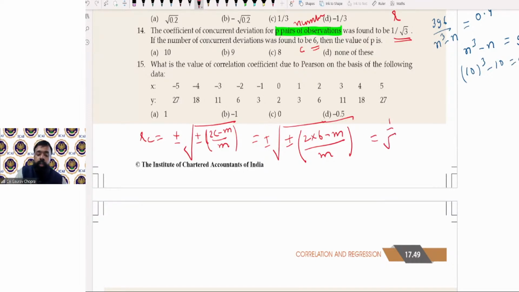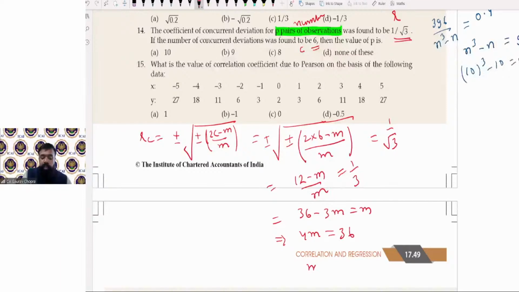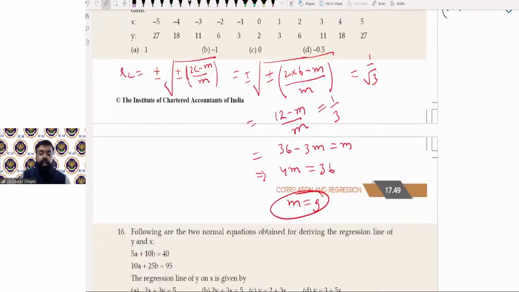1 by root 3. Now, there is a root on both sides. To remove the root, what will we do? Squaring both sides. So (12 minus m) upon m is equal to 1 by 3. Now perform the cross multiplication. 36 minus 3m equal to m. 4m equal to 36. m is equal to 9. So the value of m has come to 9.